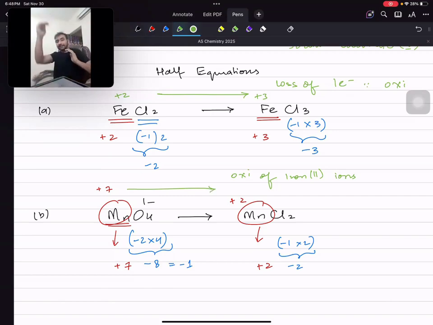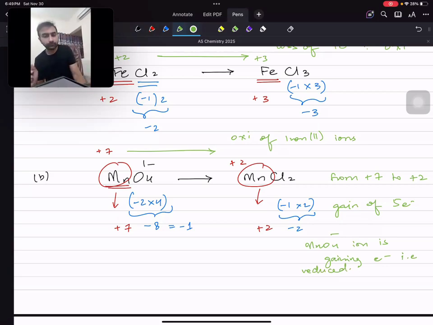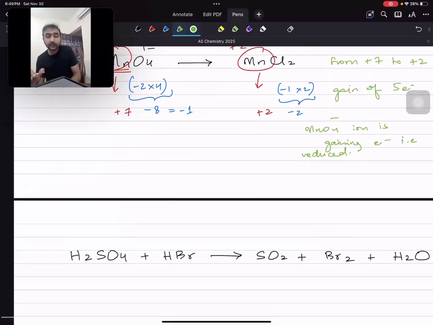It is decreasing, and a decrease happens when you gain electrons. So from plus 7 to plus 2 oxidation state means gain of 5 electrons. So you can say the MnO4 minus ion is gaining electrons, which means it is getting reduced. This whole idea is more useful for us when we are trying to balance the redox equations.